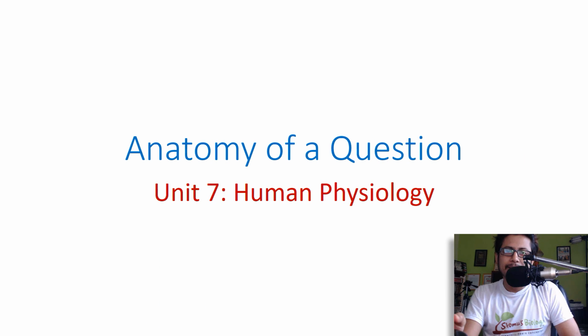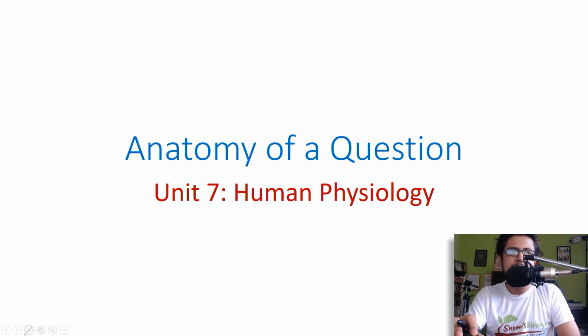So we are back with another class of anatomy of a question, and this time we'll talk about the unit 7 questions. Those are human physiology questions. Although some argue this unit to be animal physiology, the questions they ask are mostly from human physiology, like 98% of them. Sometimes they ask questions from animal physiology, like the respiratory organs of different insects, or the excretory organs of different organisms, but mostly human physiology questions.